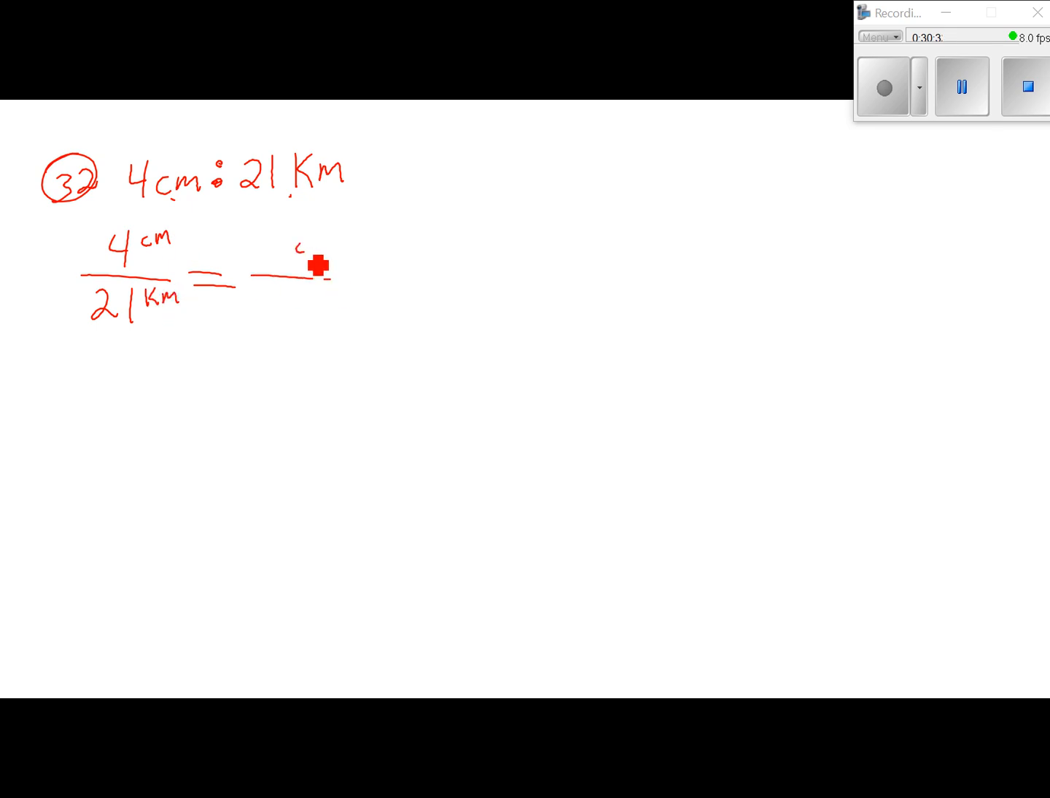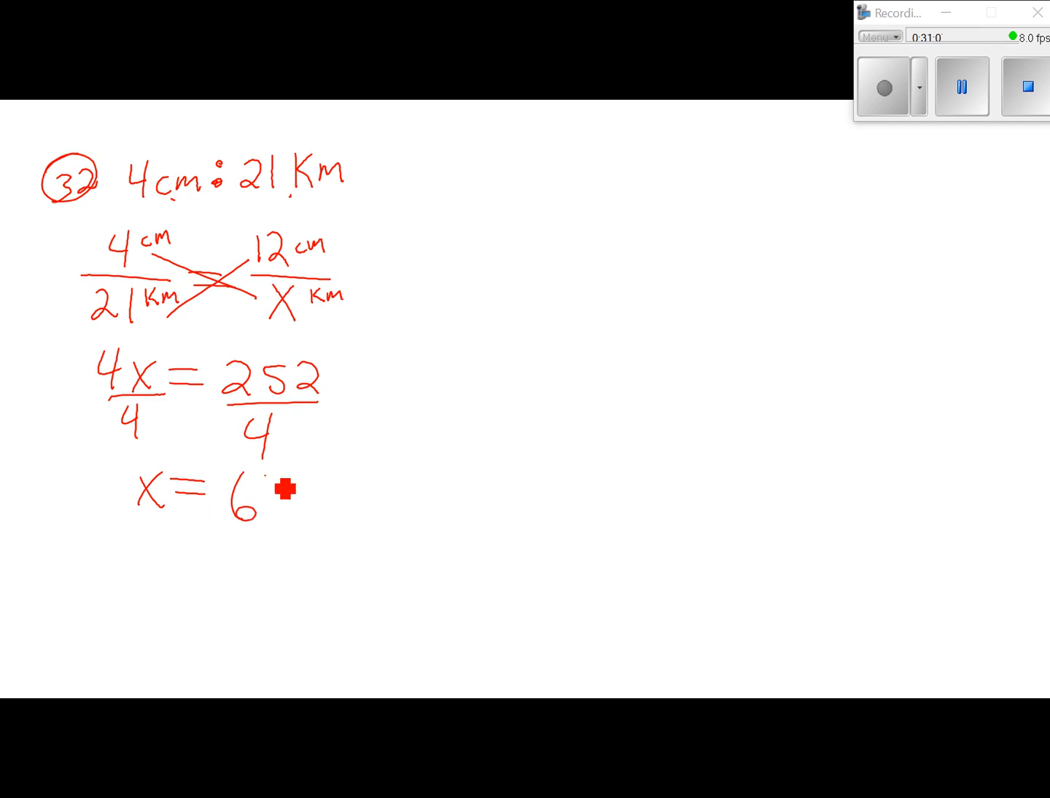And we just have to make sure that over here is centimeters and down here is kilometers. They're 12 centimeters apart on the map, so that's got to go on top. And our x is on bottom. We cross multiply, we get 4x equals, you cross multiply this way. Grab your calculator, 21 times 12, and it gives you 252. And you divide that by 4. X equals 63. Remember, that's our x, so our units are kilometers. So the two cities are 63 kilometers apart in the real world.